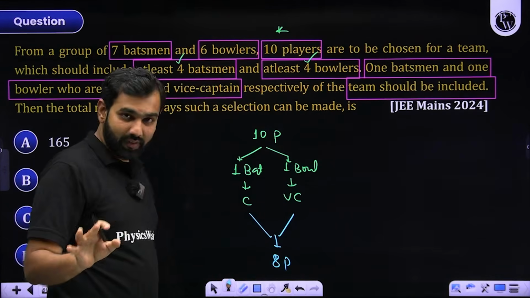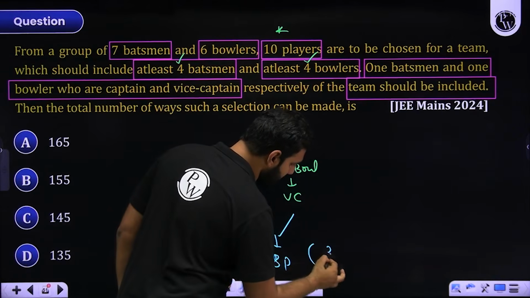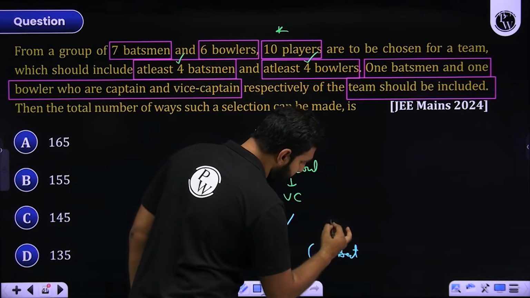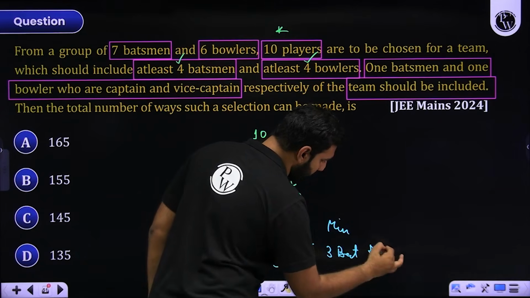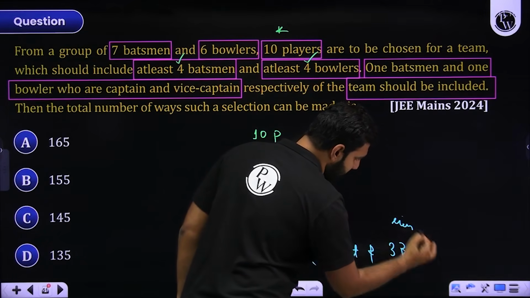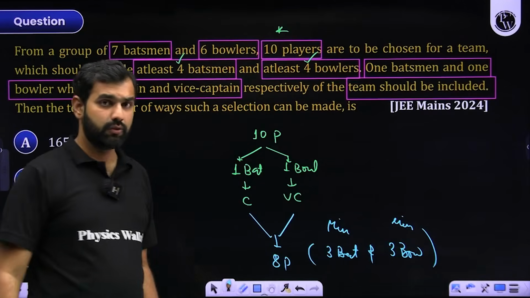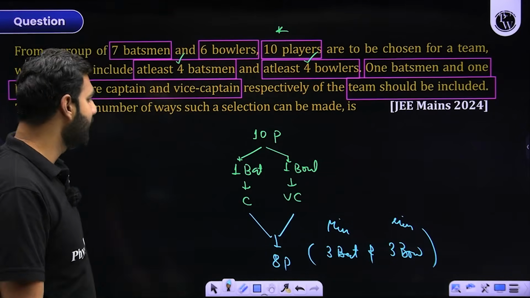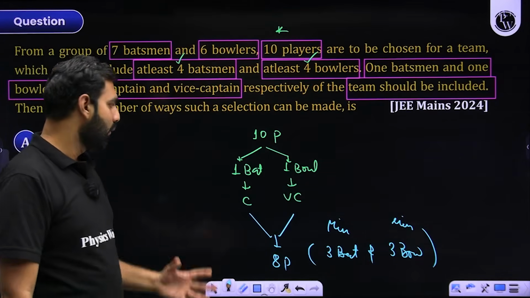And in that configuration of 8 players, there should be 3 batsmen minimum and 3 bowlers minimum. What about the rest? Rest could be anyone, rest could be anything. So I hope you have understood the problem. So now I'll divide it into different scenarios. What are the different scenarios?